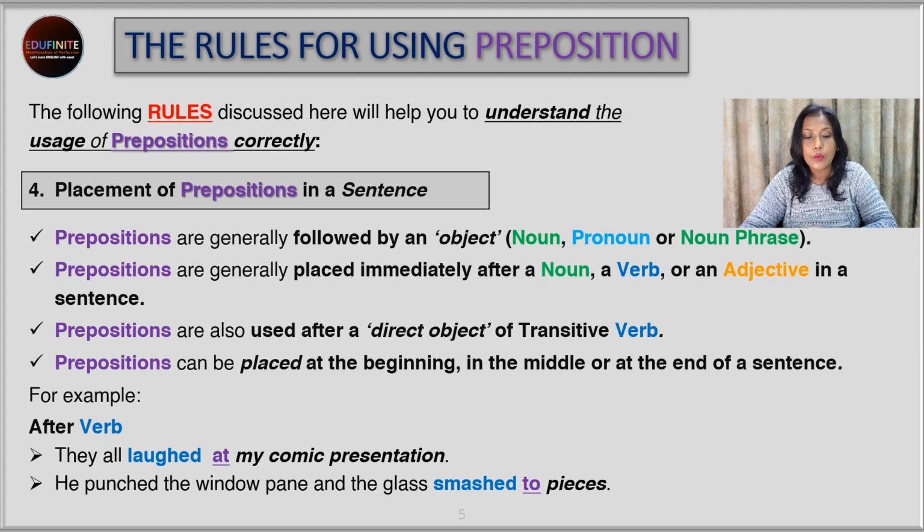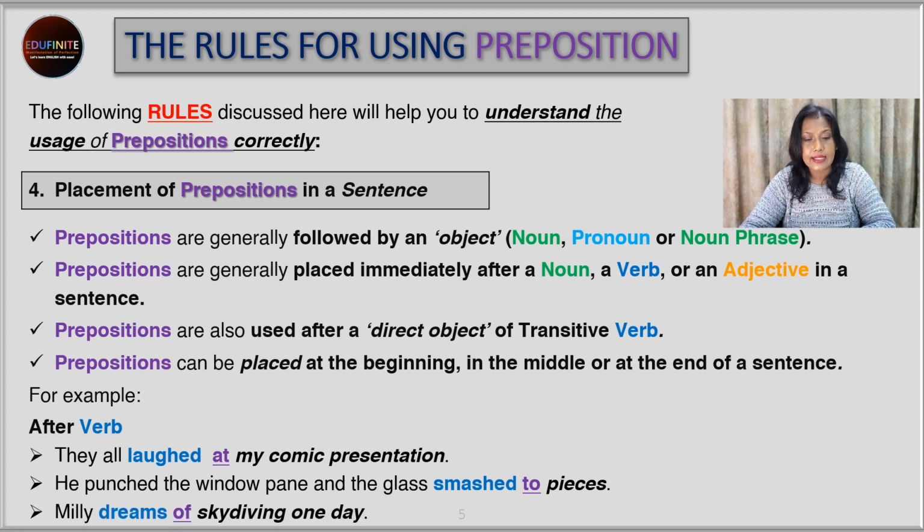So again, what happened? He punched the window pane and then what happened? The glass smashed. It just got smashed to small pieces. So again, to is the preposition because after that we have what? The object pieces, which is a noun, and smashed is the verb. So it's placed after the verb.